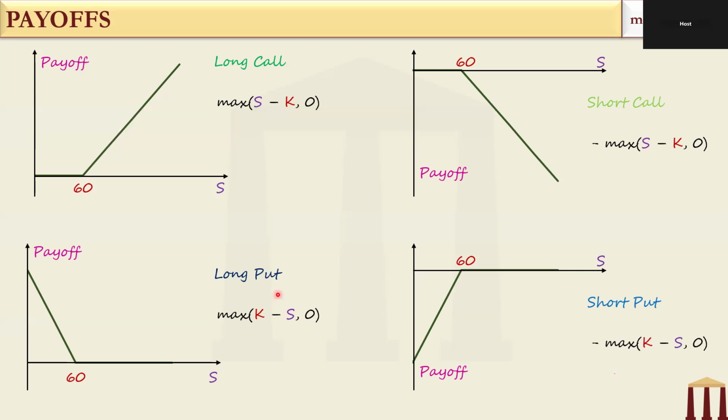Long is the option holder. Got it. And sir, what does this zero represent in the max? See, zero represents the case when K is less than S, or when S is greater than K. Because if K is less than S, this expression will become negative, right? So in that case, what will be the payoff? Zero. Exactly, that is what zero is.